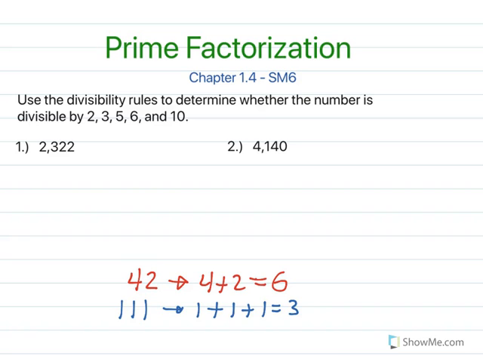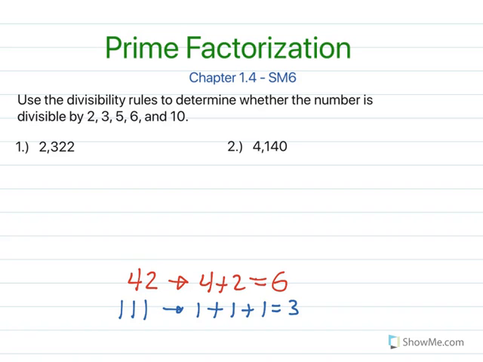Now for 5, if it ends in a 5 or a 0, it's divisible by 5. For 6, if you can divide the number by 2 and 3, it's divisible by 6. So basically, if it ends with an even number, and if you add the digits together and divide by 3 and it works, then that number can be divided by 6. And then for 10, it must end in a 0.